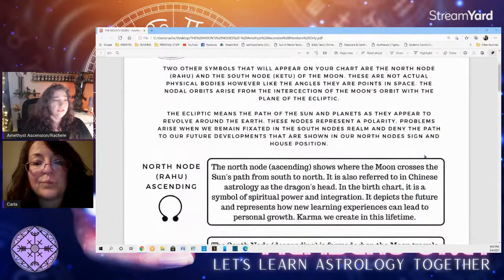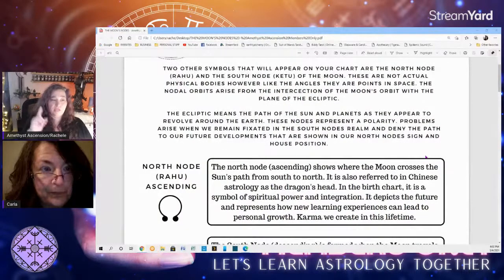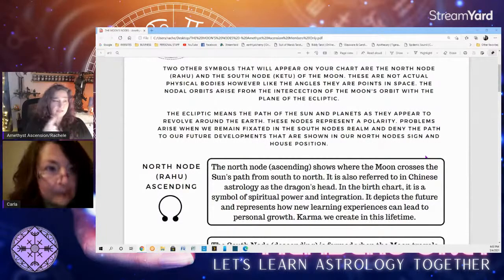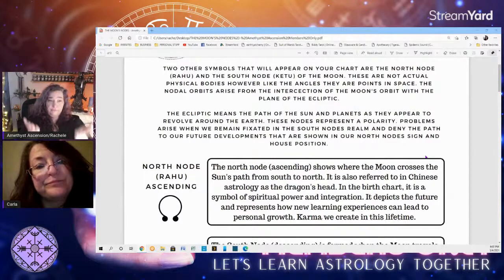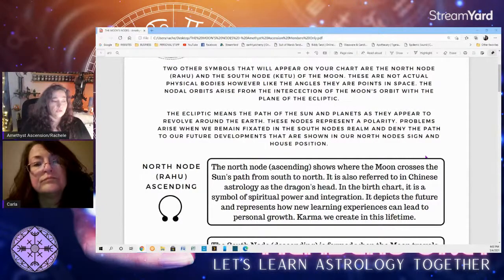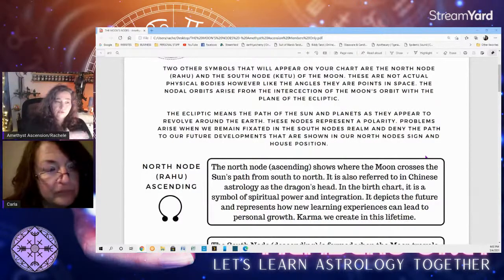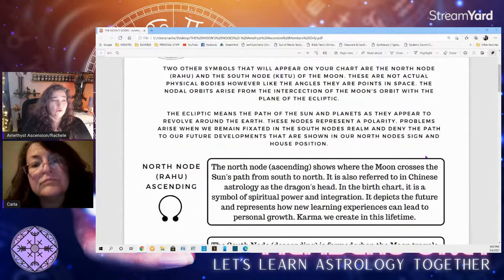And what that means, the ecliptic means the path of the sun and the planets as they appear to revolve around the earth. That's the ecliptic. So these nodes represent a polarity, right? Problems arise when we remain fixated in the South Node's realm and deny the path to our future developments that are shown in our North Node signs and house positions.